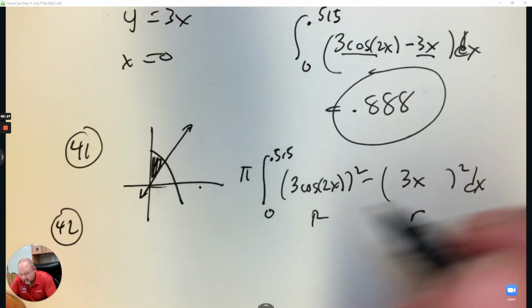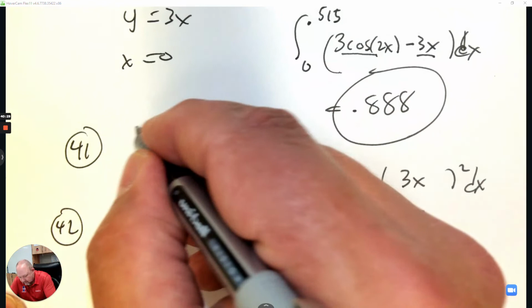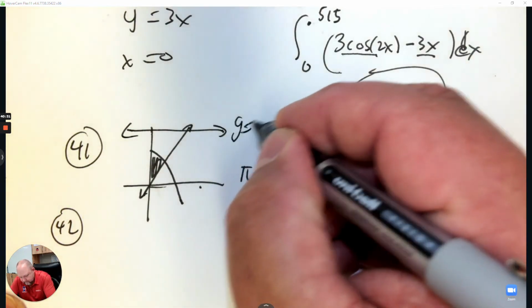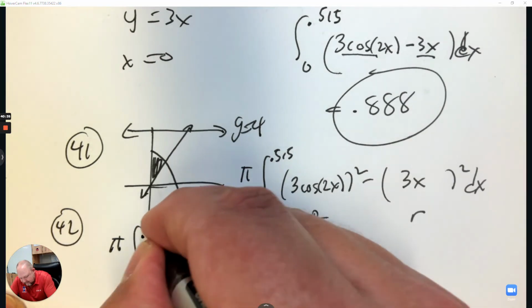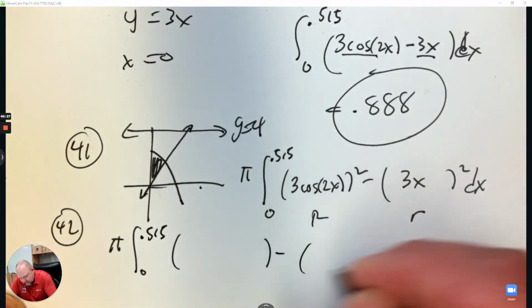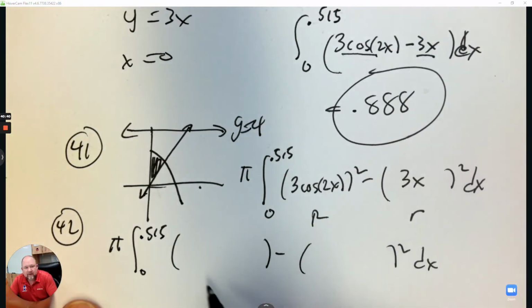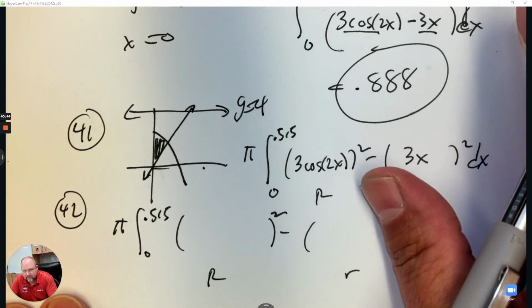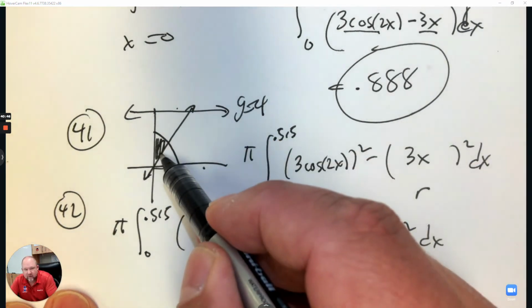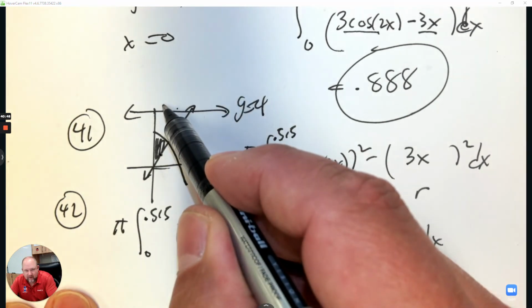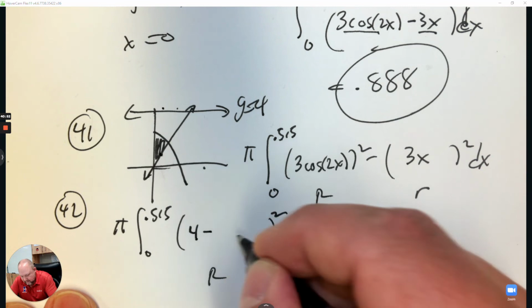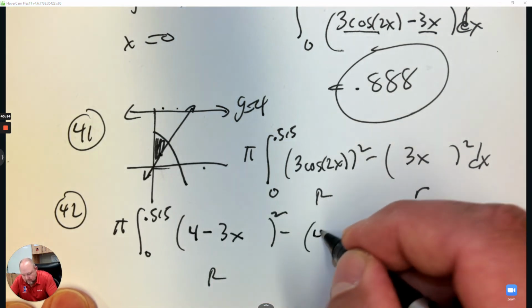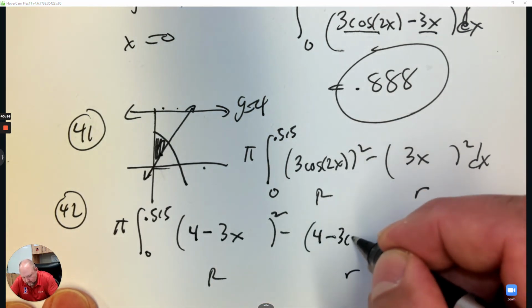42. Again, we're revolving it, but this time around y equals 4, which is above here. Again, it's 2 circles. The bounds stay the same. So I'm going to set it up. We have a big radius and a small radius. So for y equals 4, you go top subtract bottom. So that's 4 subtract the line. And then the smaller radius will be 4 subtract the curve.